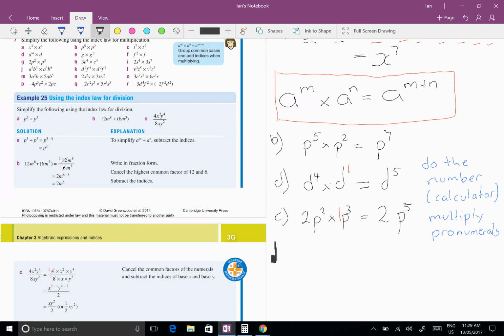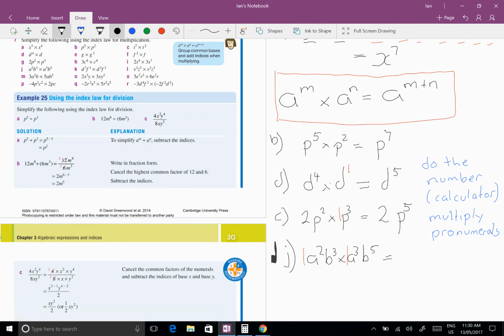Well, J, oh, goodness me. J doesn't have any numbers in it. Well, yes, it does. The number 1 is there, but 1 times 1 is 1. But we'll write it out. A squared B cubed times A cubed B to the power of 5. Well, there's no numbers. There's a 1 there and there's a 1 there. 1 times 1 is 1, but I don't need to write that.